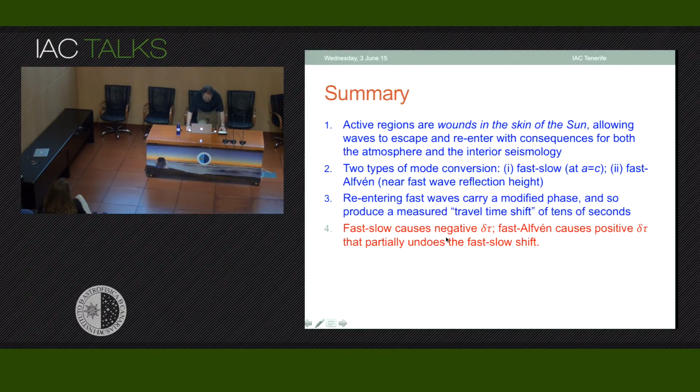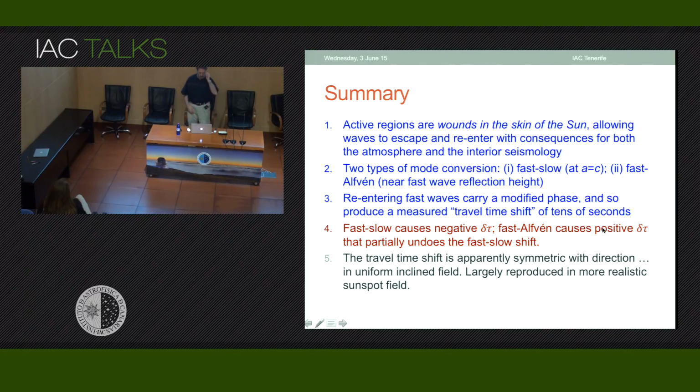The fast to slow causes negative travel time shifts, and the fast to Alfvén causes positive travel time shifts that partially undo each other. And we've also shown that this works in more realistic sunspot models. So this is work just published by Hamid Muradi and myself earlier this year.